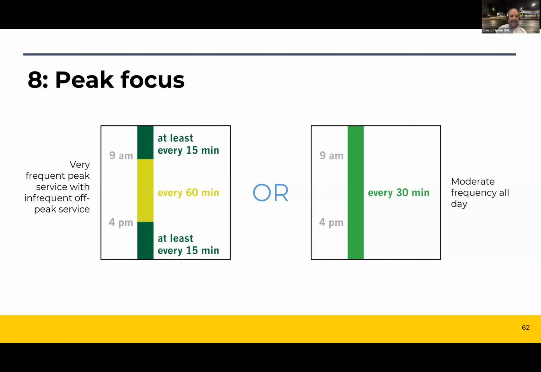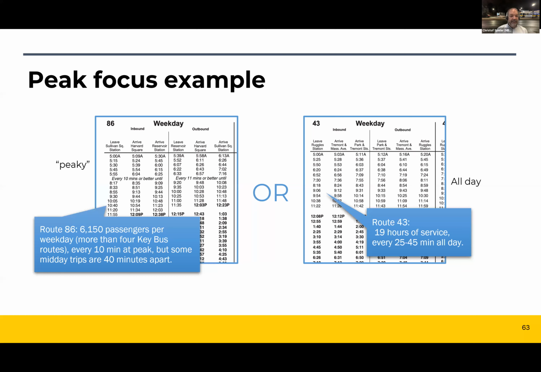Next slide. Again, you can see some real variations in the system. Route 86 was one of the higher ridership routes in the network pre-COVID. Trips every 10 minutes at peak, but in the middle of the day, some of those trips were up to 40 minutes apart. That's actually fairly typical of today's network, but there are some routes, for Route 43, 19 hours of service a day, ranging from 25 to 45 minutes all day long.